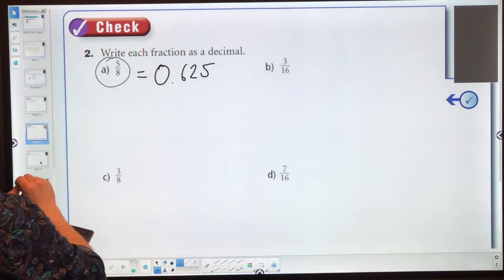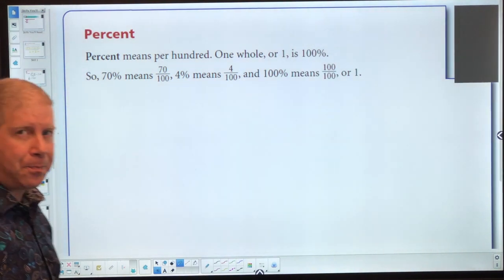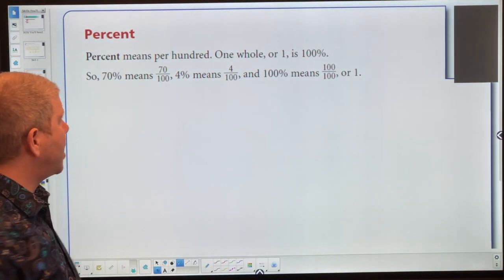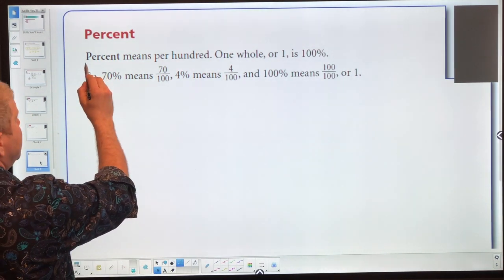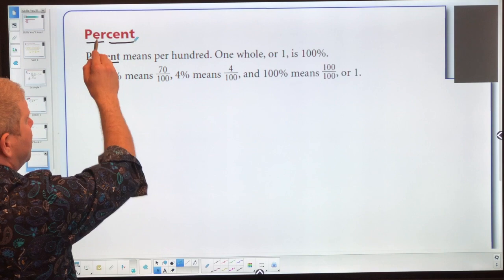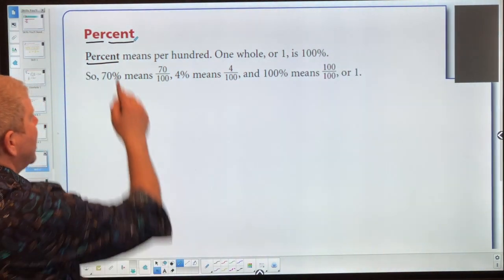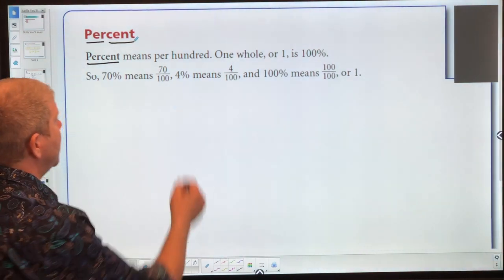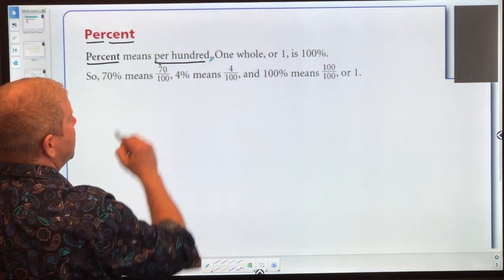And that is skill number 1, converting fractions into decimals. Now skill number 2 is talking about percents. The word percent, if you break it up into two words, is per and cent. Per means for, and cent in French means 100. So for every 100. It literally means per 100.